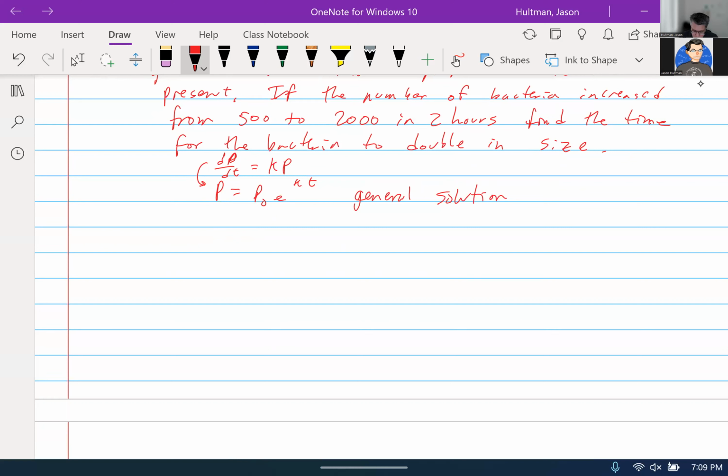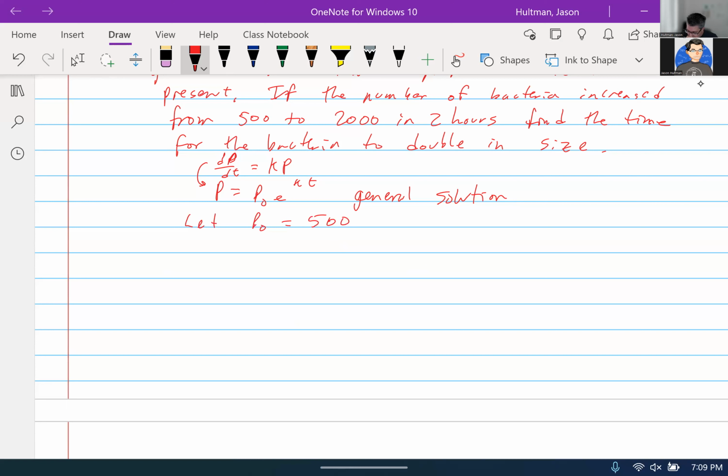We can let P naught be equal to 500 because we could start the clock there. We could have a little stopwatch and start the clock when we're at 500. We don't have to start the clock when we only have 2 bacteria. We can start the clock when we have 500 bacteria. So let P naught be equal to 500.